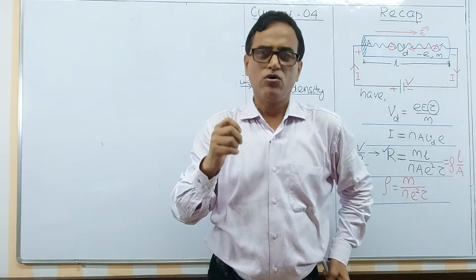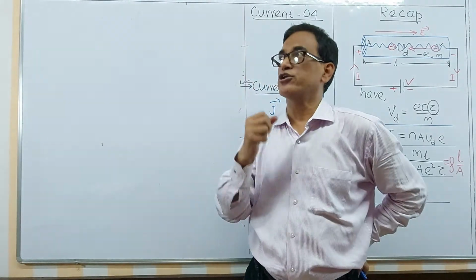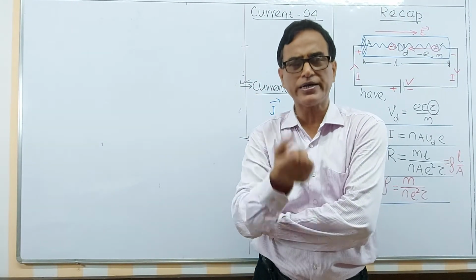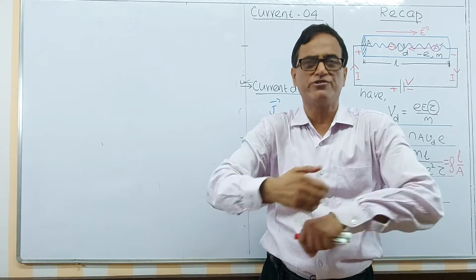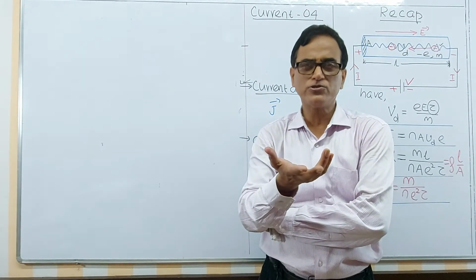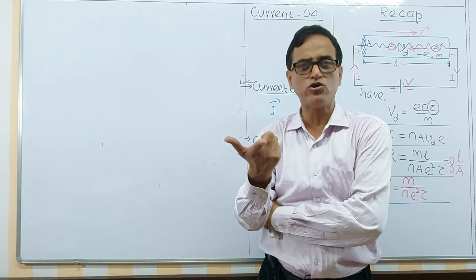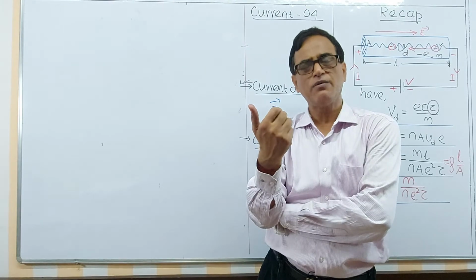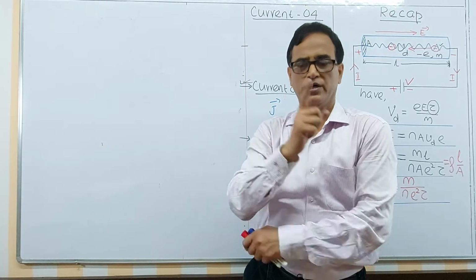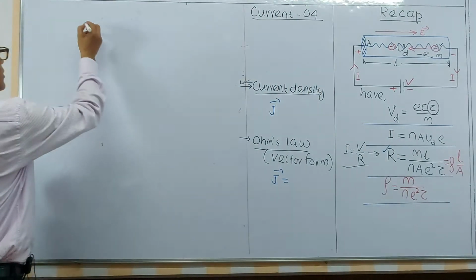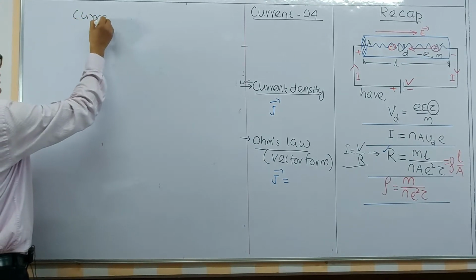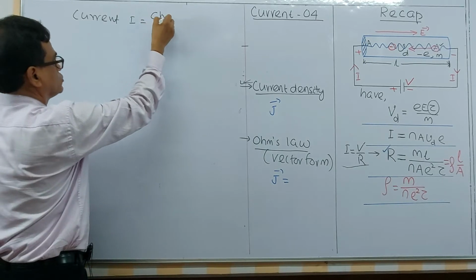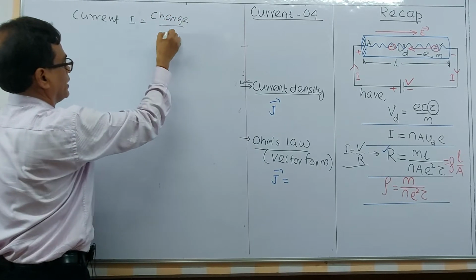Generally, when we talk about the current in a metallic conductor, some are confused whether current is a scalar or a vector. I am also confused, and I think you are confused. You say current is a scalar because current is charge by time, charge is a scalar, time is a scalar, so current is a scalar. But why should you give the direction of the current? These concepts should be understood very clearly.